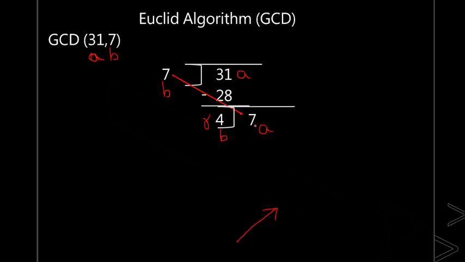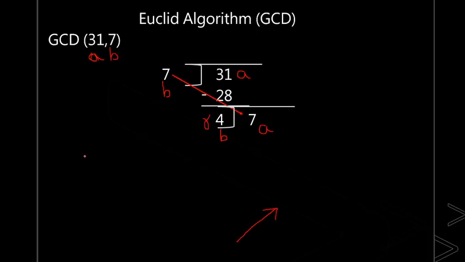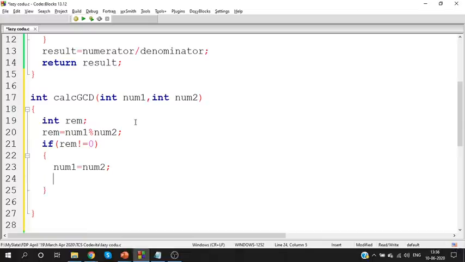So what do you observe here? A has obtained which one's value? B's value. Can you all understand this? Yes, A has obtained B's value, or in other words, num1 has obtained num2's value. And also you can say B: B was initially 7. Now B takes which value? The remainder's value. B has taken the remainder's value. So num2 has taken the remainder's value. Is it clear? Okay.